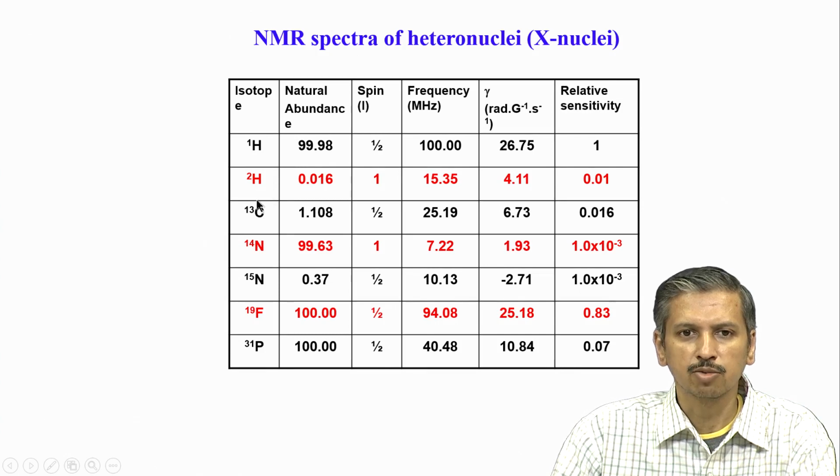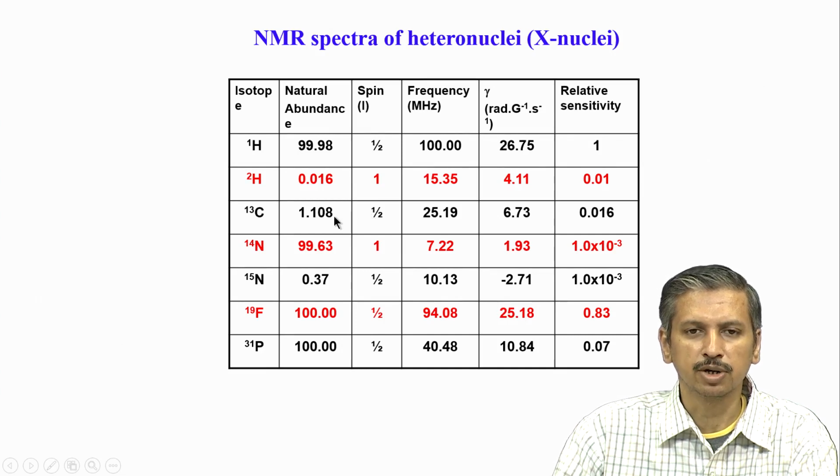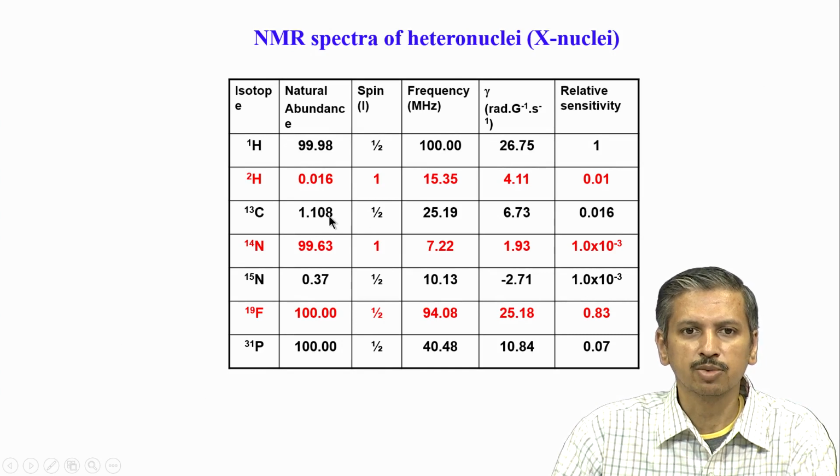Carbon 13 is the second most popular nucleus after proton. Carbon 13 also, as we saw in the previous week, has this problem of sensitivity and natural abundance. The natural abundance of carbon 13 is only 1%, so 99% of carbon is C12, which is NMR inactive. We cannot study carbon 12, but we can study carbon 13. But there are two problems facing this. Number one is the natural abundance, and the second is the gyromagnetic ratio.